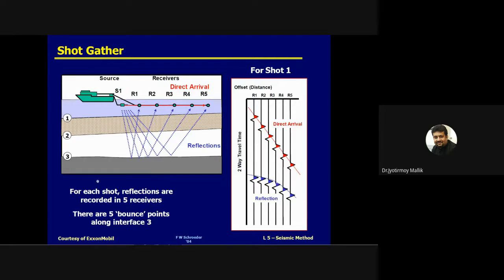So the reflection between 2 and 3 will be put like this. Then similarly, the reflection between 1 and 2 will be maybe somewhere here. You understand? And the reflection between water and 1 will be somewhere here. But as the layers are horizontal, you will find these to be parallel to each other, although they will be inclined, simply because the two-way times are increasing from near offset to far offset. Is that clear so far?